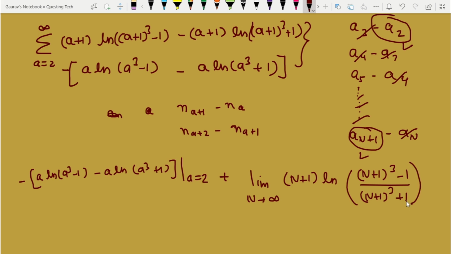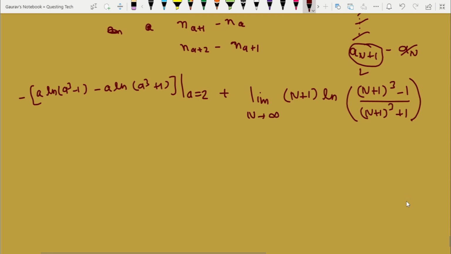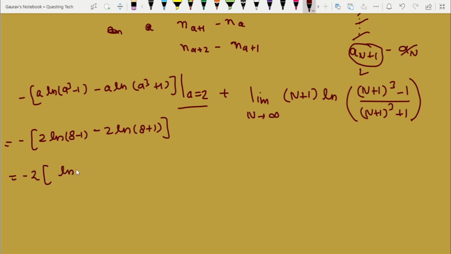Okay. So we have these two expressions. First one we can calculate. What is this? Minus of 2 ln 8 minus 1, minus of 2 ln 8 plus 1. This is going to be minus 2, we can common out ln 7 by 9, and this minus also comes in. So this is 2 ln 9 by 7.